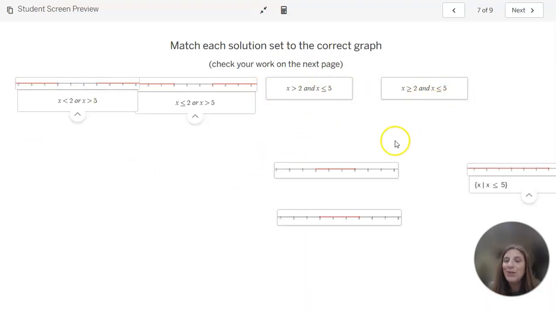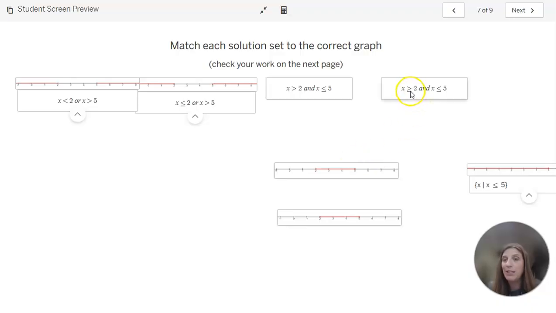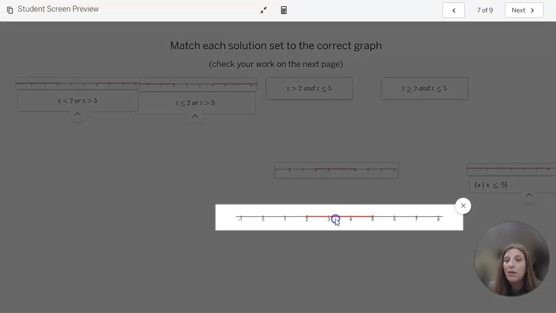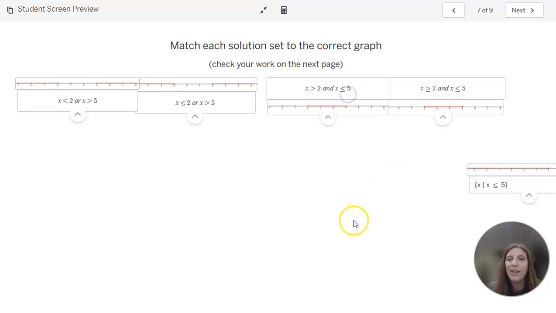Then for these two, we know that they're and statements, so it has to be these. I'm going to look again at the circles. This one says open circle on 2 and a closed circle on 5. Open on 2, closed on 5. That's looking pretty good. This one says that it has to be a closed circle on both of them. So this one is going to go over here and this one over there.